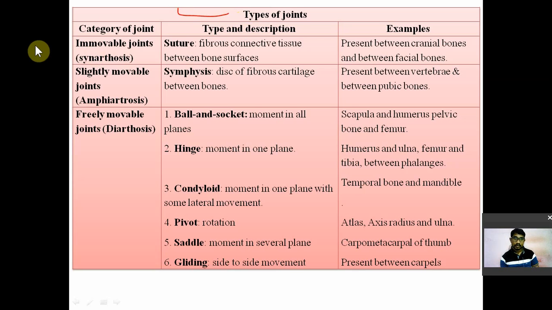Different types of joints. Category of joints, main category of joints, types of joints and their description and examples. Okay, because I am taking this for the third time, because this is very important.